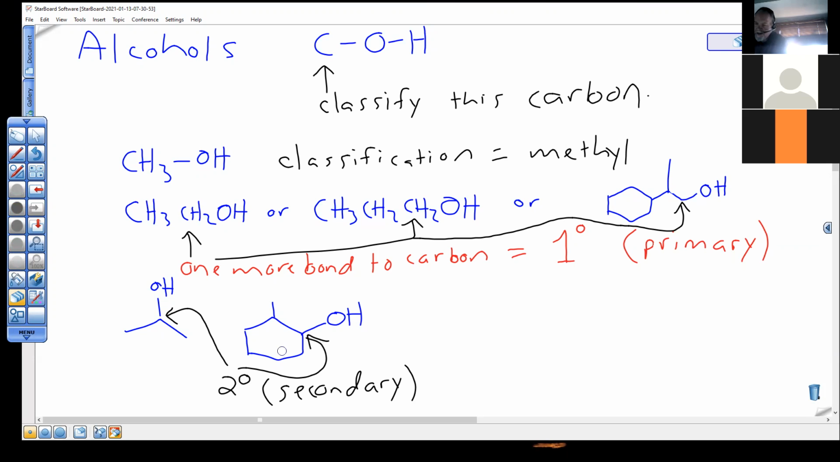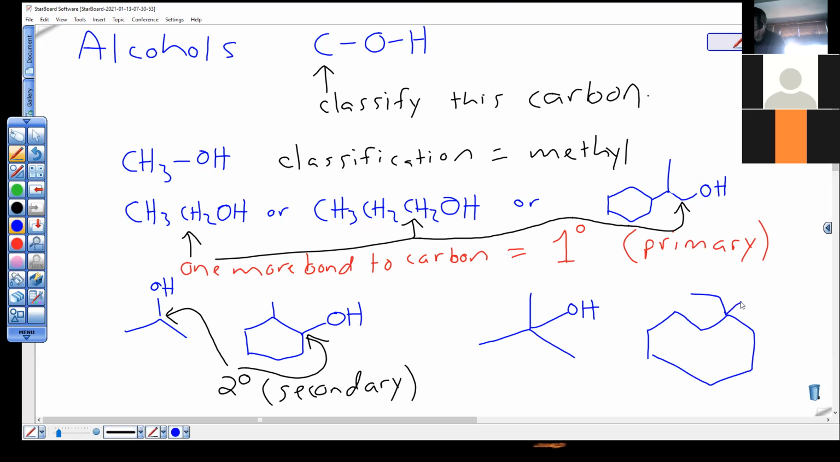And tertiary is our last category. A couple stick figures for that. The simplest tertiary would be something like this. And a little more complicated, but not really different. You can have it right there. The carbons in question are this carbon and this carbon. And we call those tertiary.